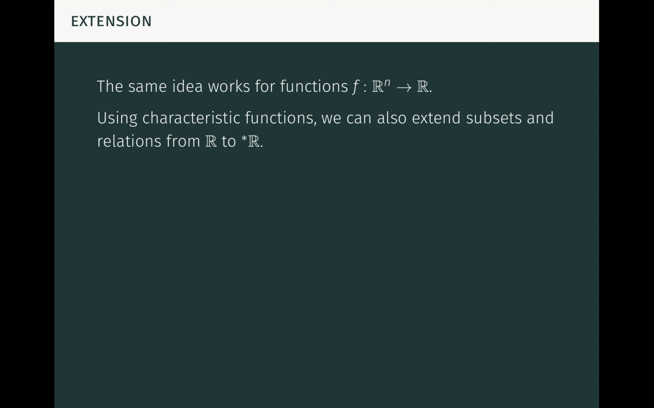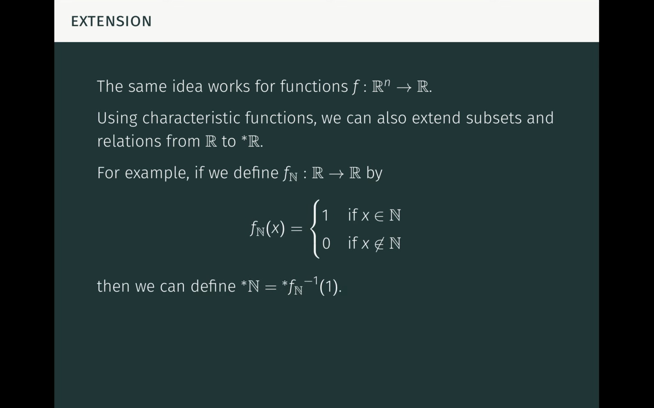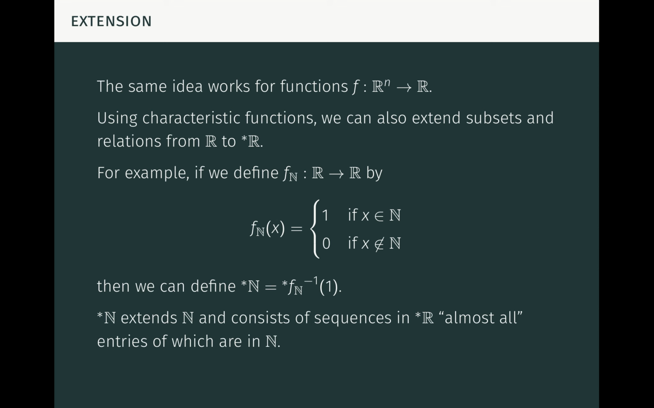And using characteristic functions, we can also extend subsets and relations from R to *R. For example, if we define f_N, the characteristic function of the naturals in the reals, which assigns the value 1 to natural numbers and 0 to real numbers that are not natural, then we have an extension *f_N, and we can use that to define the extension *N of the natural numbers in *R. Notice *N contains N and consists of sequences in *R, almost all of whose entries are in N.